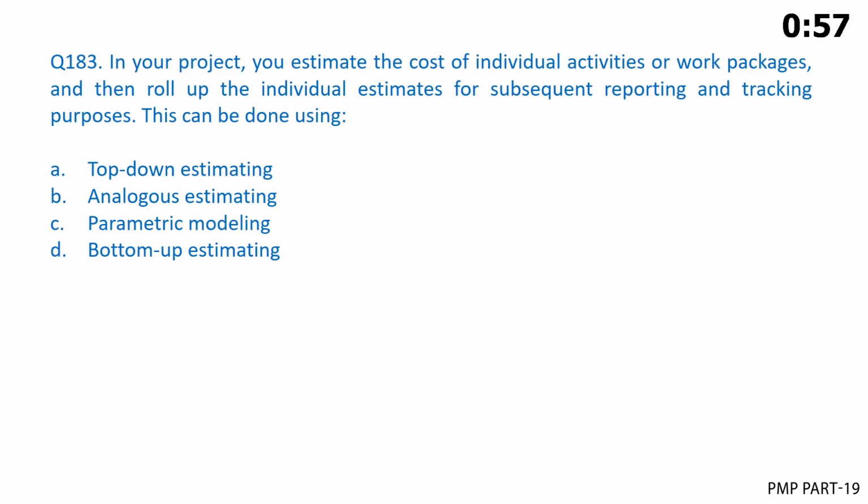In your project, you estimate the cost of individual activities or work packages, and then roll up the individual estimates for subsequent reporting and tracking purposes. This can be done using A. Top-down estimating. B. Analogous estimating. C. Parametric modeling. D. Bottom-up estimating.